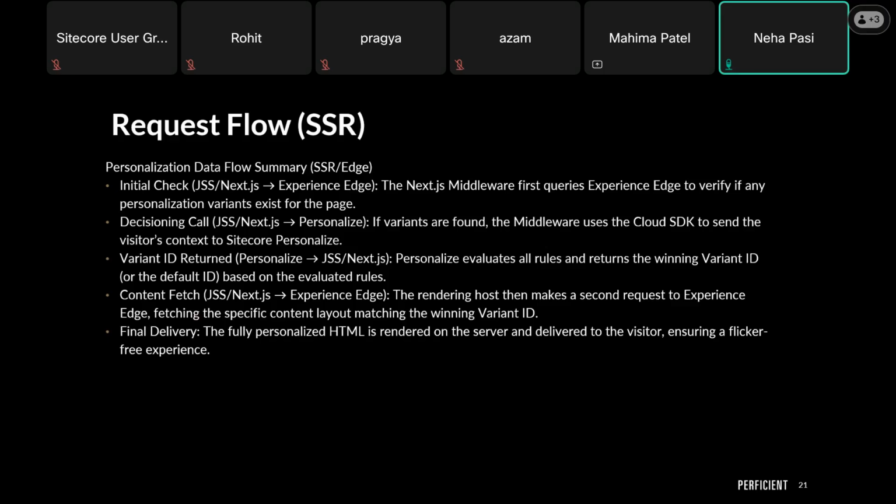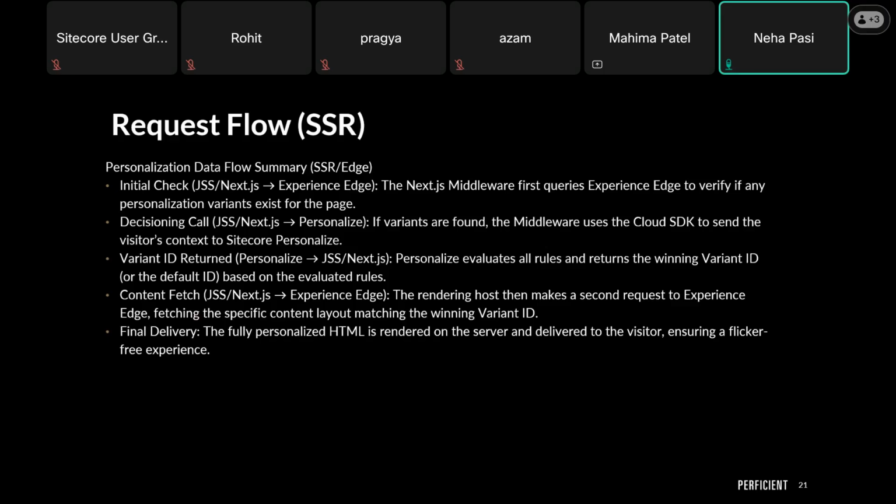Now, when the variants are available, the Cloud SDK comes into the picture. A call is made to the Cloud SDK, identifying if there is any personalized variant that matches the current user or the current context, and that query also returns a variant ID. Now, when Next.js has a winner variant ID, it makes a GraphQL call again to get the layout information, the JSON information of that variant, and that is sent back to Next.js.